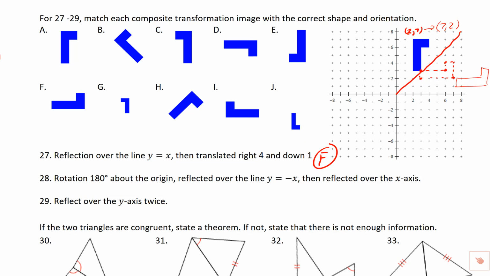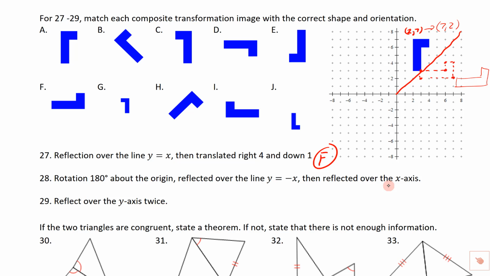Now for the next one, I'm going to go ahead and change colors. So I'm going to change to green, and it says we want to rotate this image 180 degrees about the origin, and then we want to reflect it over the line y equals negative x, and then we want to reflect it over the x-axis. Holy cow, lots going on here. So let's see what happens here.